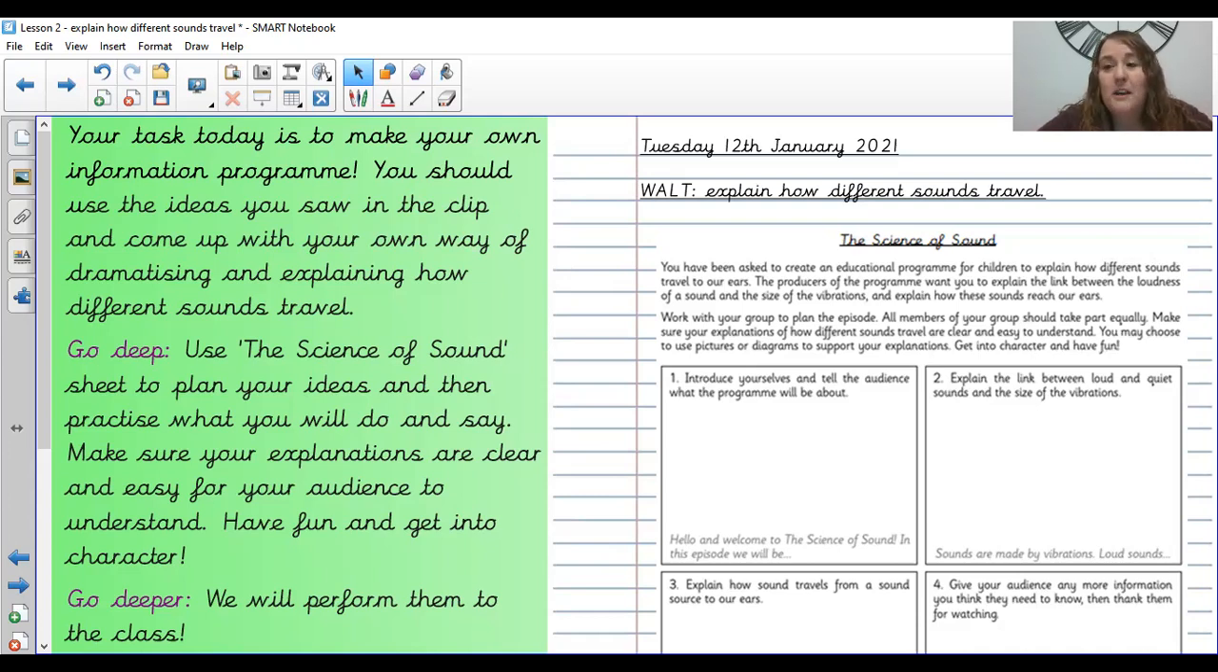Work with your group. So if you're in school and a key worker, you could potentially have a group. If not, I'm afraid you're going to have to work at home, but don't worry because we've got pretty used to working alone. And you need to make sure that your explanations of how sound travels are clear and easy to understand. It says you may choose to use pictures or diagrams to support your explanations, and these 4 boxes will explain what you need to include.